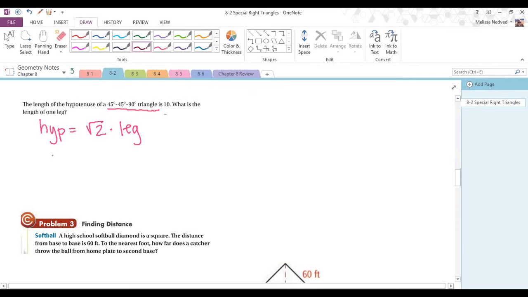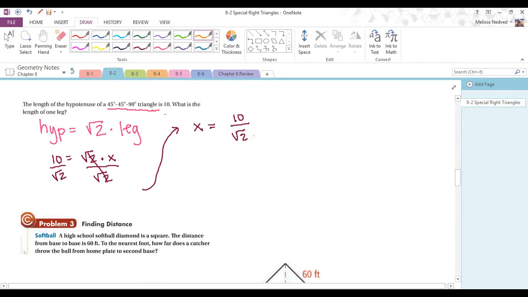My hypotenuse in this case is equal to 10. I don't know the leg, I'm going to use my variable x. Hopefully this is looking familiar from that last example. Divide each by the square root of 2 to get x by itself. X is equal to 10 over the square root of 2.